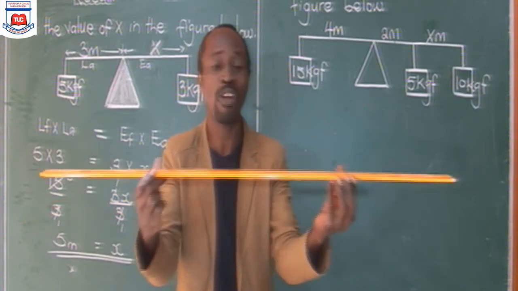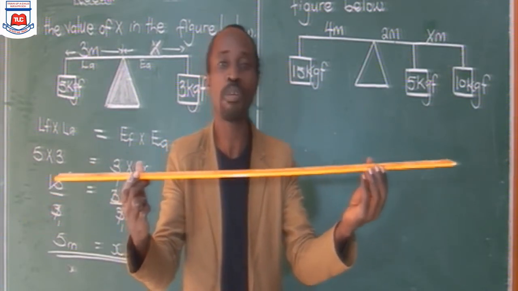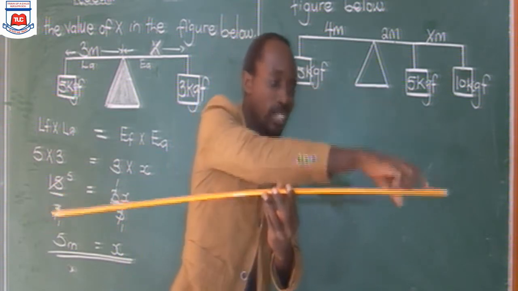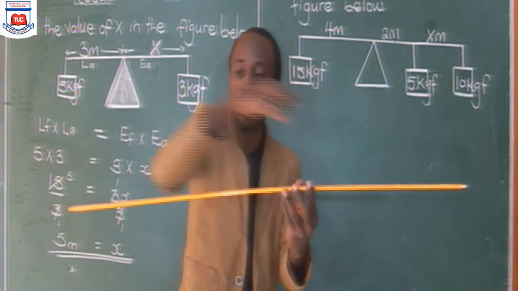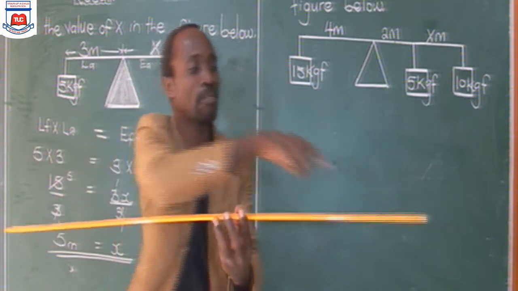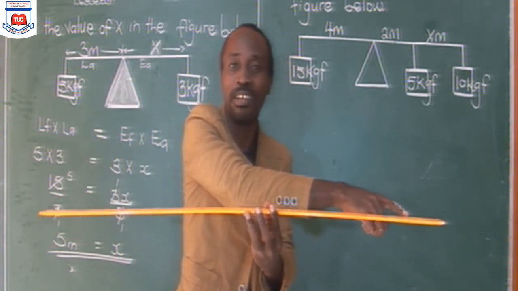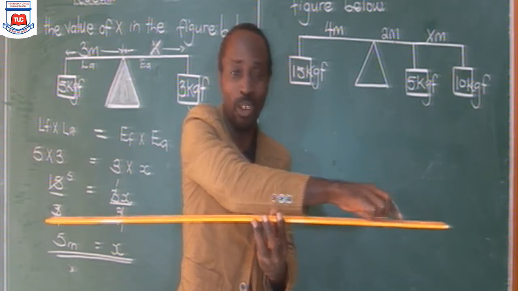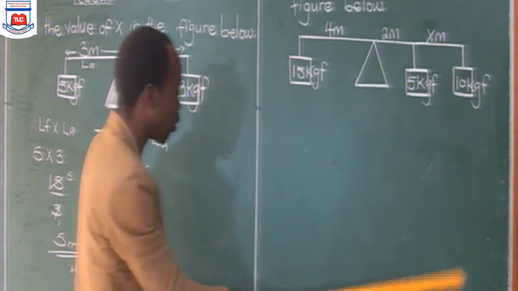Shall we have this ruler balancing? This will be like a seesaw where we have one big person on this side, and 2 different people on this side. These 2 people must balance the fattest person on this side. So that is the kind of example we are going to look at.